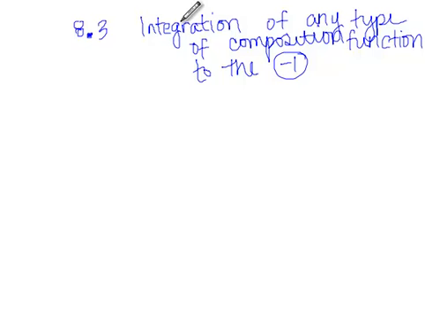8.3 is called logarithmic functions and integration, but what I am actually going to say is it's the integration of any type of composition function to the negative 1. So for example, if I wanted to integrate something like 1 over x with respect to x, we don't have any rule to integrate a quotient. So I would rewrite this as x to the negative 1 dx.